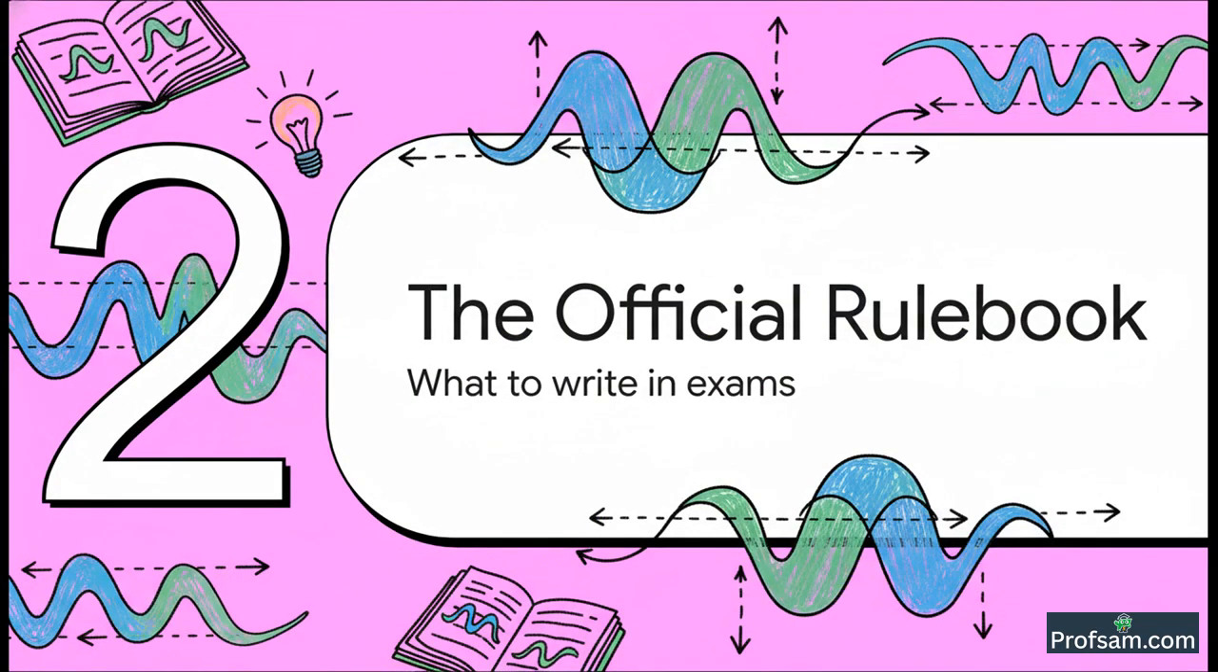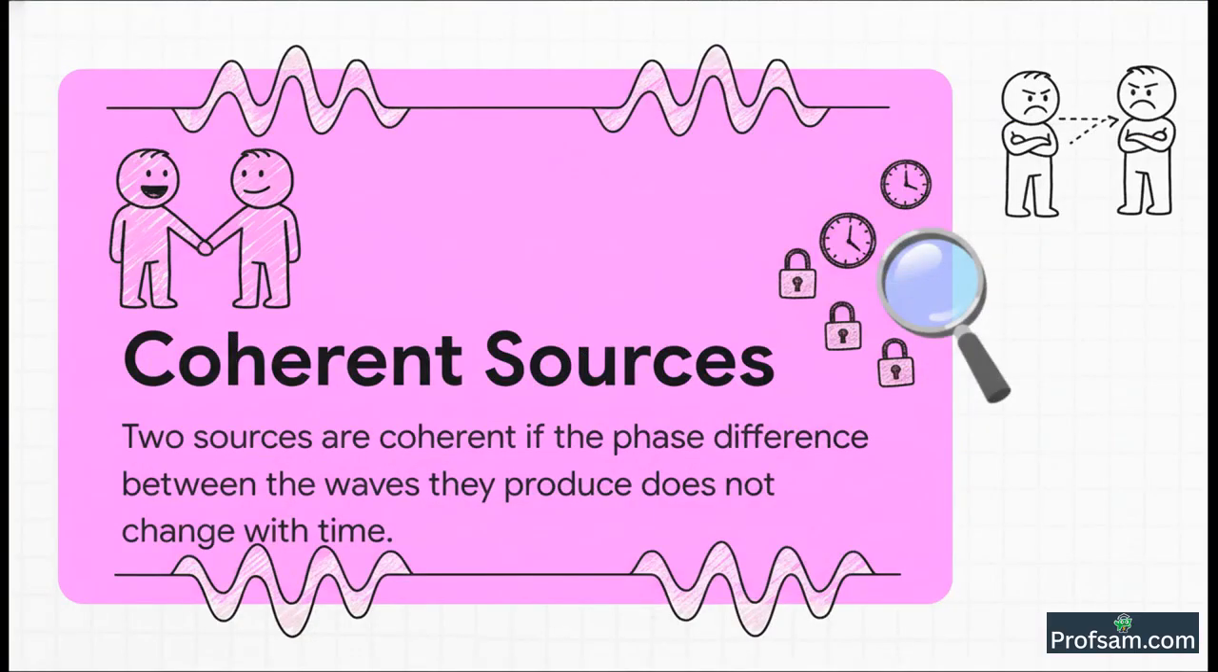All right, so now that we've got the feel of the concept, let's switch gears a bit. We need to learn the official language, the exact definitions from your NCERT textbook. This is super important because using this exact wording is what gets you full marks in your exams. So pay close attention now. So what are coherent sources? Let's look at the official definition. Two sources are said to be coherent if the phase difference between the waves they produce does not change with time. The key words here, the absolute most important part, is does not change with time. It means they have a constant phase difference.